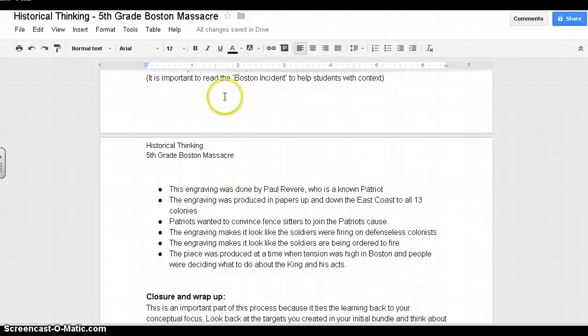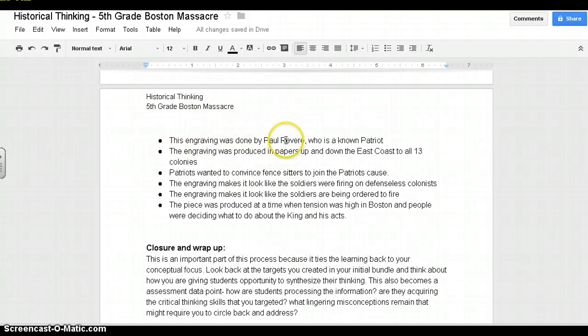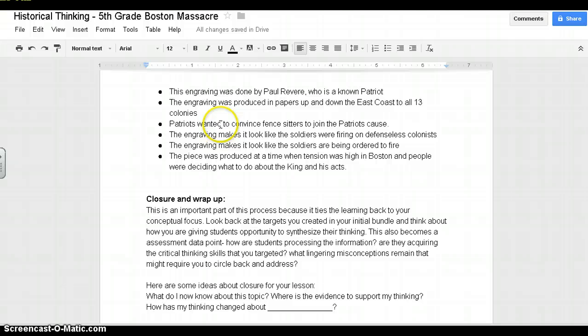So they might come up with that this engraving was done by Paul Revere, which was in the information, and we know that Paul Revere was a patriot, and we also know that patriots were trying to gain independence from the king and get people to join their side. We also know that the engraving was produced and sent to colonies all up and down the East Coast, and that patriots' beliefs were that they wanted to convince fence-sitters to join the patriot cause.